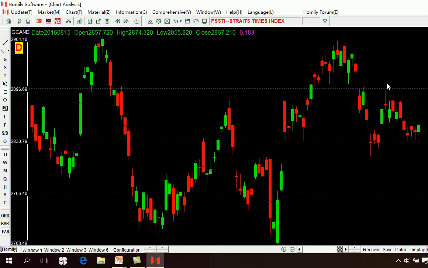Then we can see now, 1, 2, 3, 4, 5. Five bearish candlesticks and 1 bullish candlestick. What does that mean? For the short term, this is a correction, not the uptrend. So this is the overall trend. Then we can see the next one.